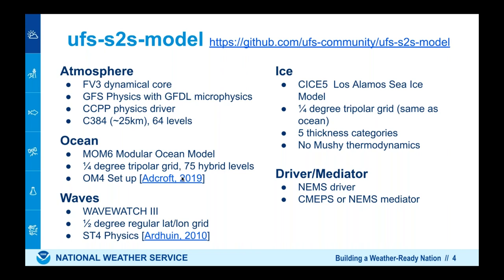The ocean model is MOM6. It's the quarter degree tripolar grid with 75 hybrid levels. We're using the OM4 setup, which you can find a description of by Alistair and others at the link there. And for the ice model, we're using CICE5, the Los Alamos Sea Ice model. In the future, we'll move to CICE6. We're also using that same quarter degree tripolar grid, and we're not using the mushy thermodynamics.